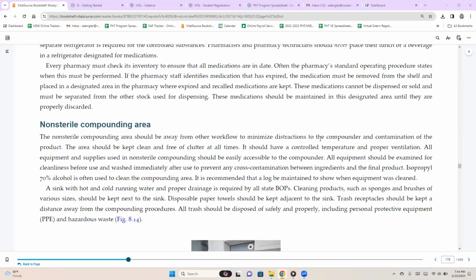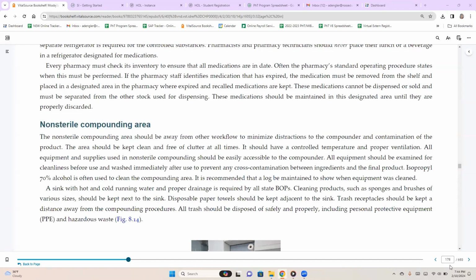The non-sterile compounding area should be away from other workflow to minimize distractions to the compounder and contamination of the product. The area should be kept clean and free of clutter at all times. It should have a controlled temperature and proper ventilation. All equipment and supplies used in non-sterile compounding should be easily accessible to the compounder.